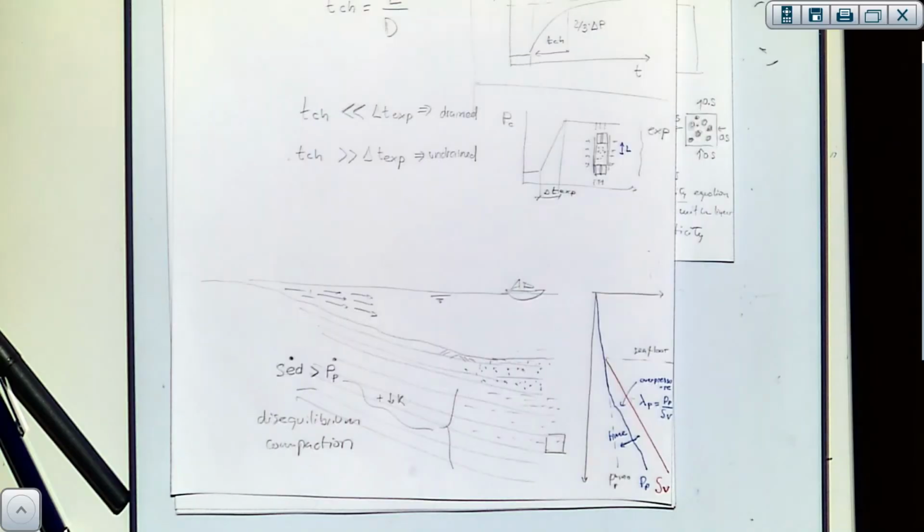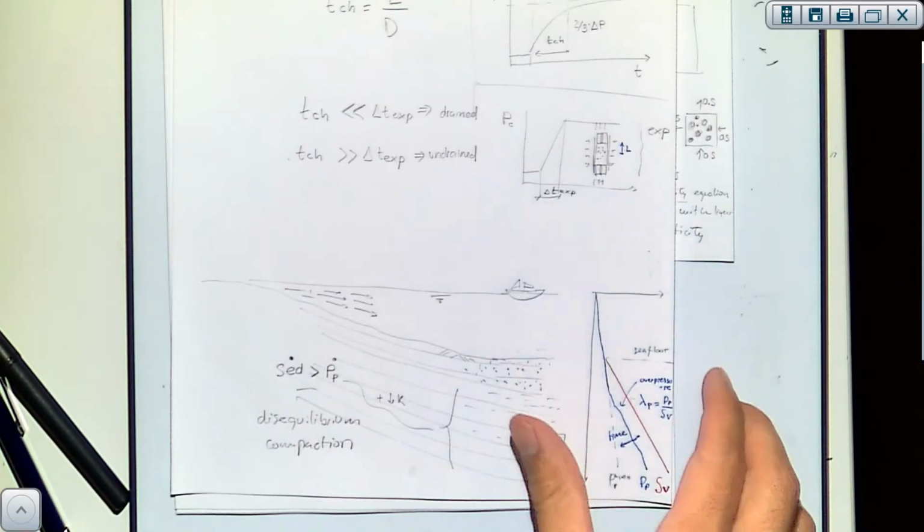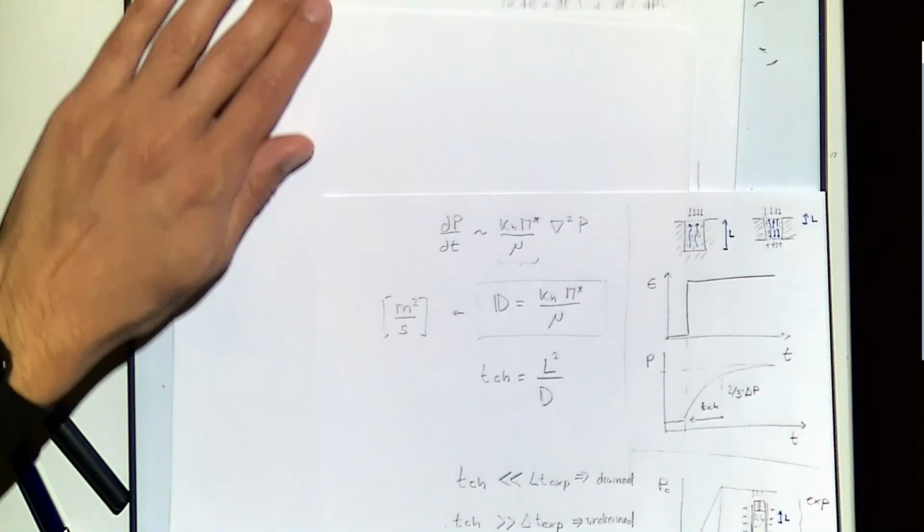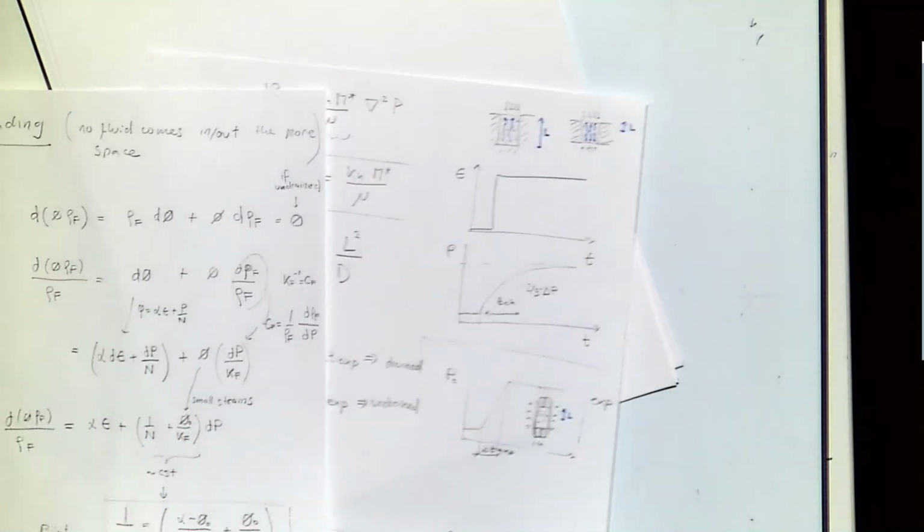Anyone could mention another example of undrained loading? So we have seen this example. Let's see, I have 2 more in here. Anyone has any suggestion? All right, let me tell you my ones.